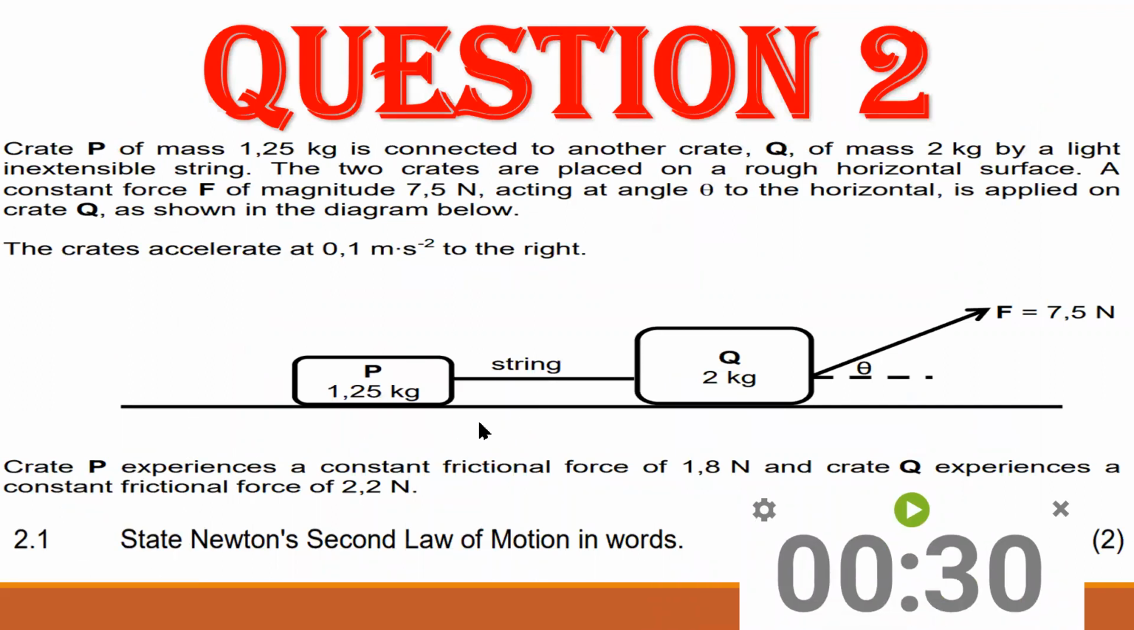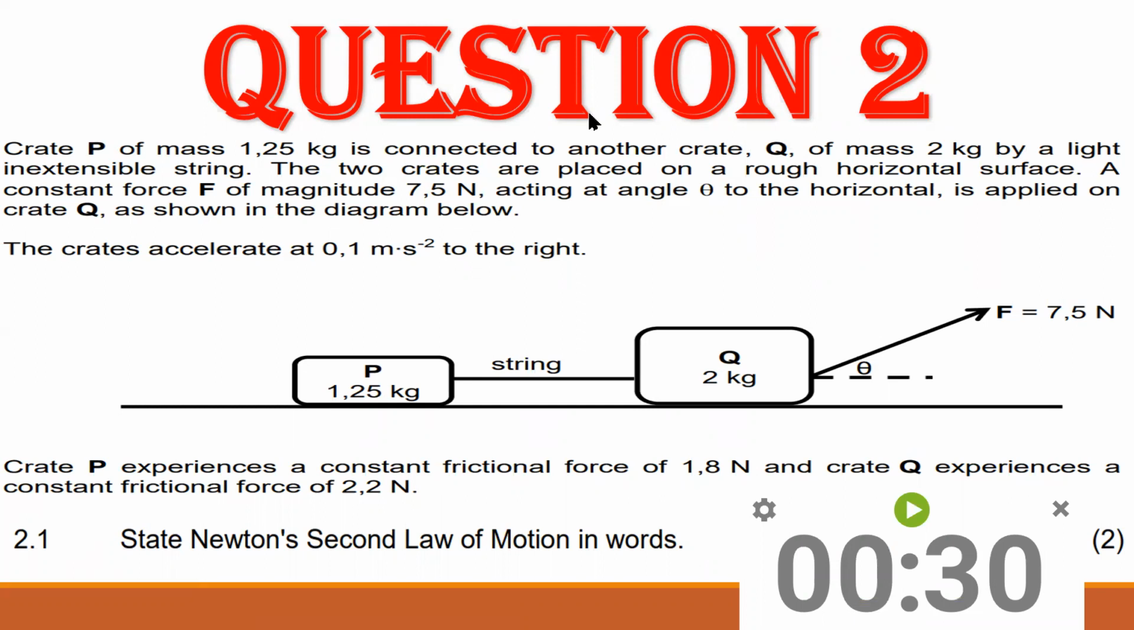You have this system, okay, object P and object Q, you have 1.25 kg, 2 kg, and then we have applied force, all given. And then frictional force for P is 1.8 Newton. Okay, let's try to understand the question first, and then we can answer together.